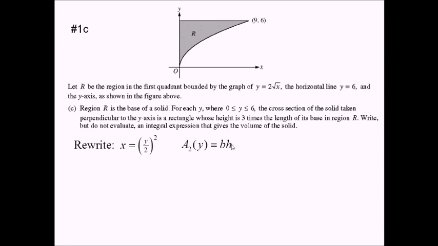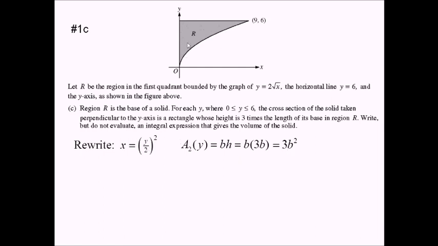I want to express everything in terms of the base because the base is dependent on this y function that I just wrote here. So they told me that my height was 3 times the length of the base. So this is just b times 3b, which is 3b squared. And now what is the actual base to find in terms of y?